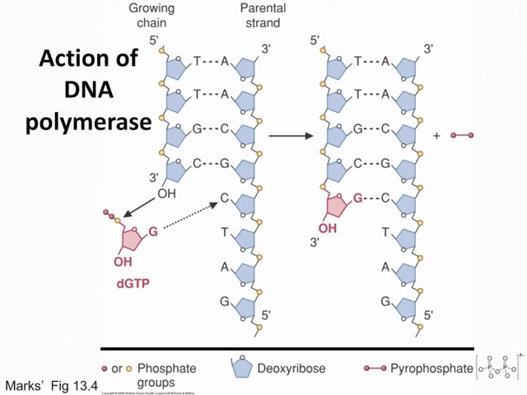This is just showing you the action of DNA polymerase. Remember, your DNA template strand is in the 3' to 5' direction, but new strands are being synthesized in the 5' to 3' direction. So parental strand is 3' to 5'. Your growing new chain is going to be 5' to 3'.